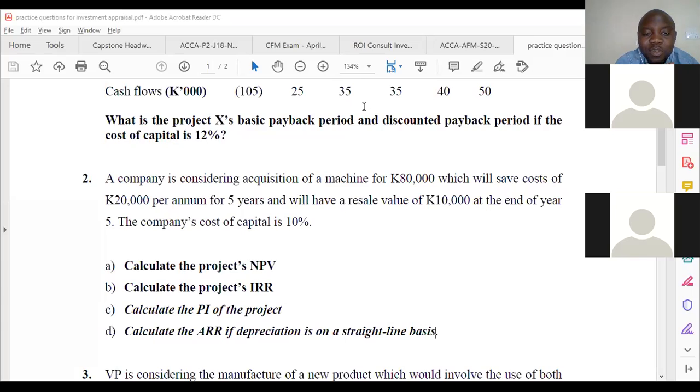What's got an internal rate of return? That.